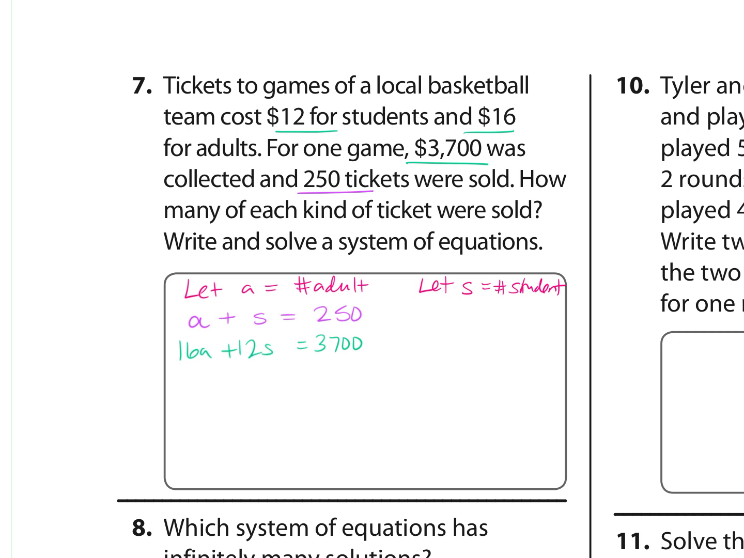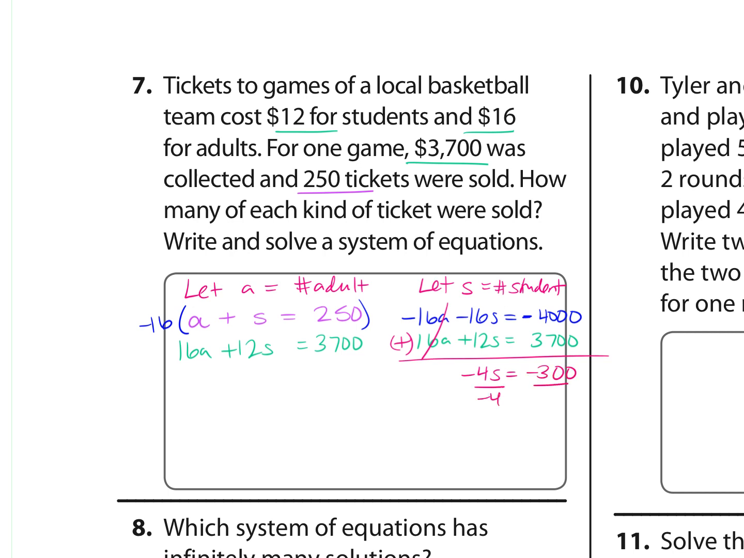So now we've written it, we're ready to solve. We want to know the number of each type of ticket. So it doesn't matter whether we're going to solve for A or S first. I'm going to solve for S. So I'm going to multiply this top equation by negative 16 to get rid of the A. So I'm going to get negative 16A minus 16S equal negative 4,000. Keep the bottom equation the same. And we're going to add these two equations together. And we get negative 4S equal negative 300.